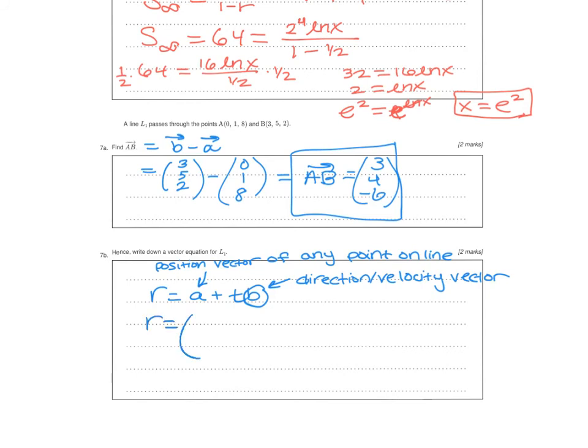So it's very easy to write this equation. We can pick either the coordinates of A or the coordinates of B, and then vector AB can go there.